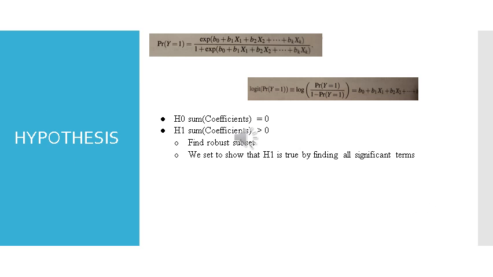Further, we performed the hypothesis test for finding the robust subset. We used the above two formulas for the hypothesis process. We set the null hypothesis for coefficients equal to 0 and the alternative hypothesis for coefficients greater than 0. We aimed to show that the null hypothesis is false by finding all significant terms.